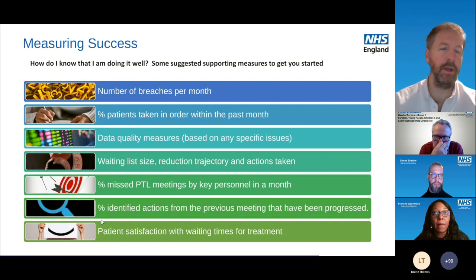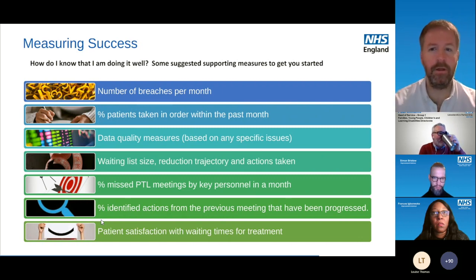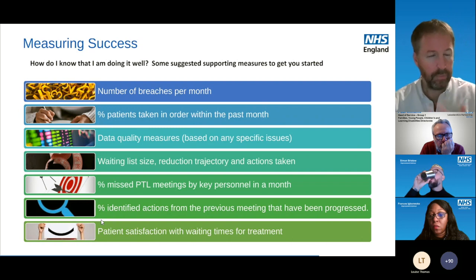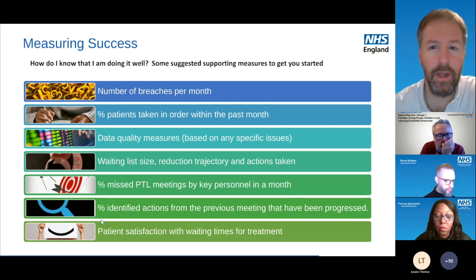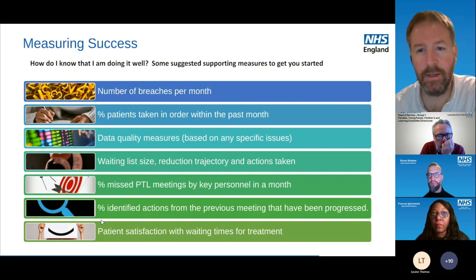So if you know you've got particular problems around a particular bit, whether it's making sure that appointments go on the system in a timely way, making sure that appointments get outcomed if that's how your EPR works, making sure that people get their intervention that they're waiting for recorded rather than just waiting for an unspecified thing at an unspecified time. If you've got particular problems with data quality, develop your own KPI and make sure you're keeping track of those. Some pretty standard ones in terms of the waiting list size, any waiting list reduction trajectory, any actions that need to be taken to do that.